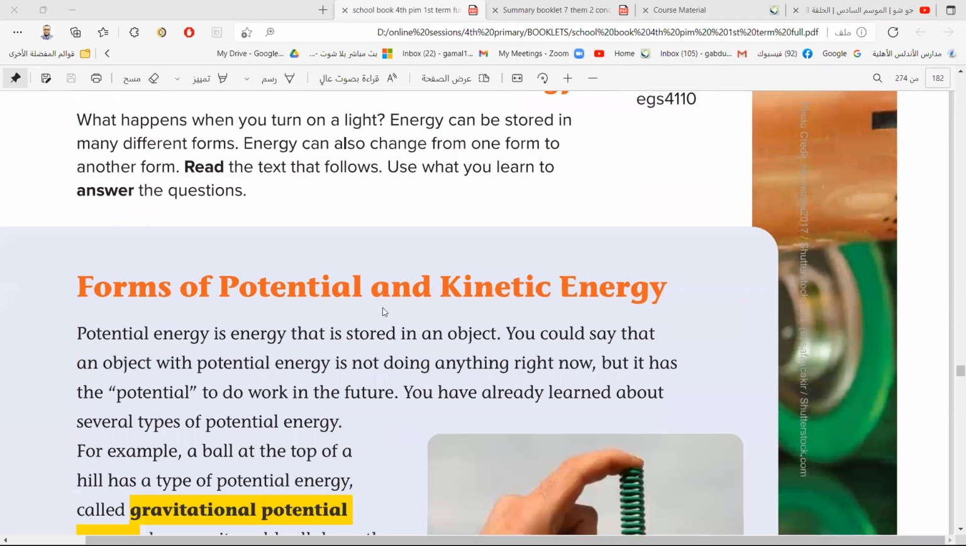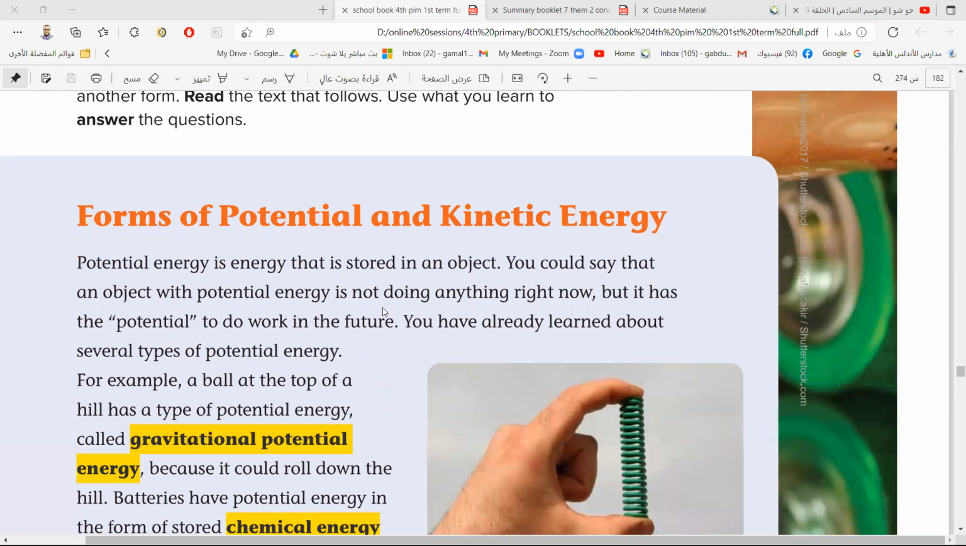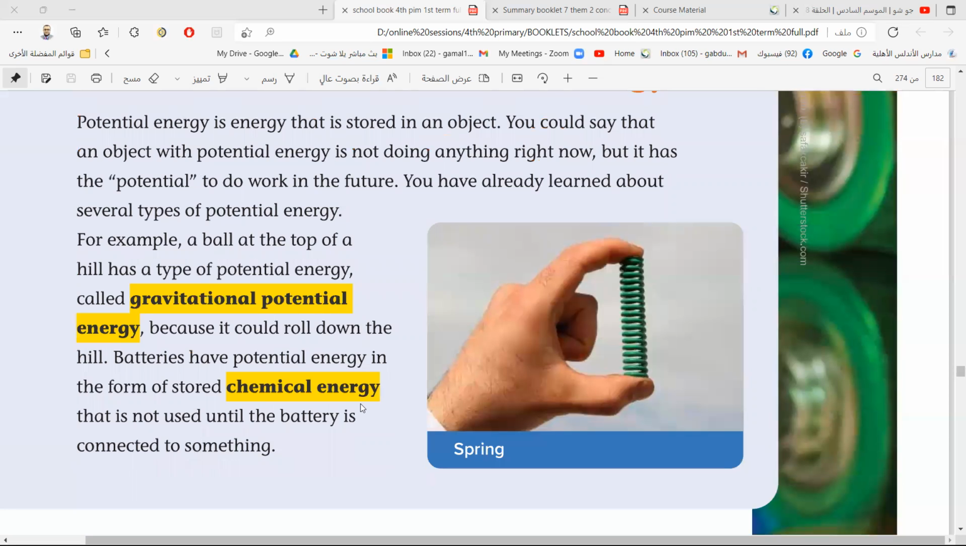Okay. But now we are going to talk about the forms of potential energy and kinetic energy. We have to know that potential energy is a stored energy, stored in an object. Like when you rise up on the stairs, you gain potential energy. When you rise up on the chair, you gain potential energy. When you rise up on a tree, you gain potential energy. This potential energy, when you rise up, is called gravitational potential energy. Gravitational potential energy, yani due to gravity.